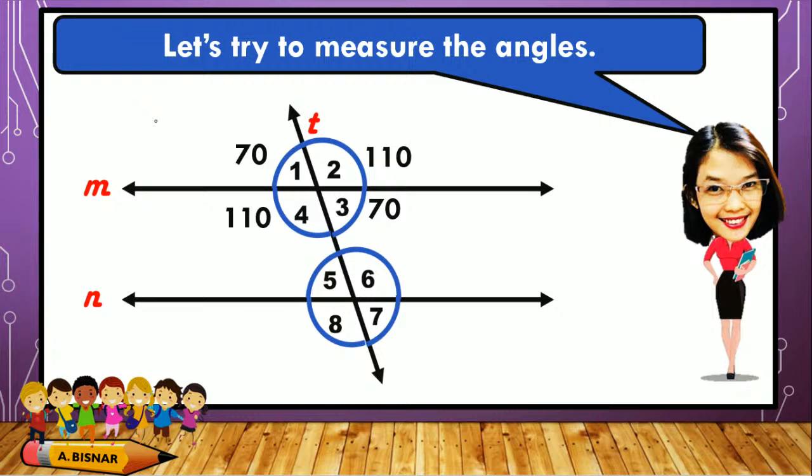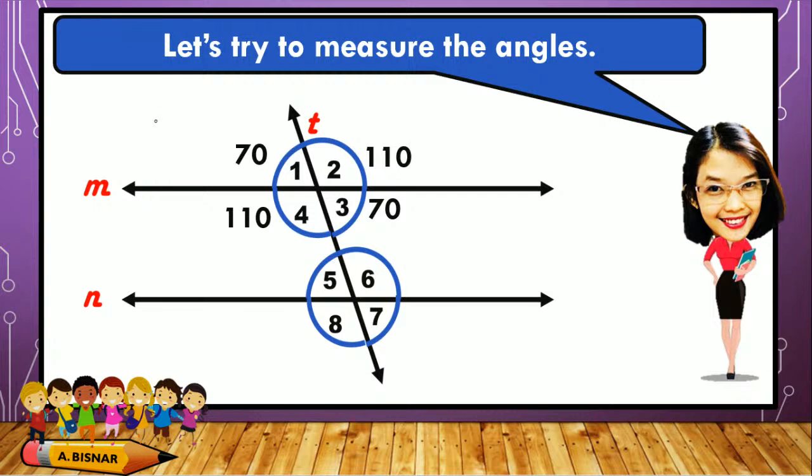Because they are what? Correct. Because they are vertical angles. And since they are vertical angles, then they are congruent. That's correct. They have the same measure.